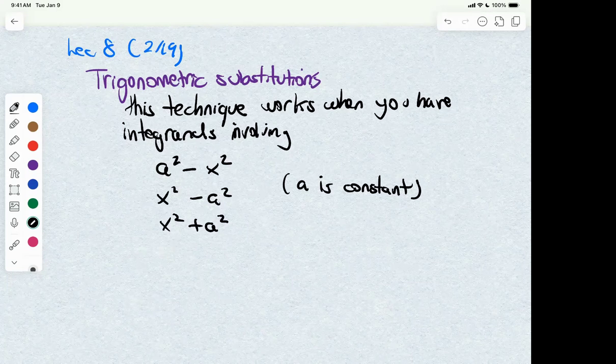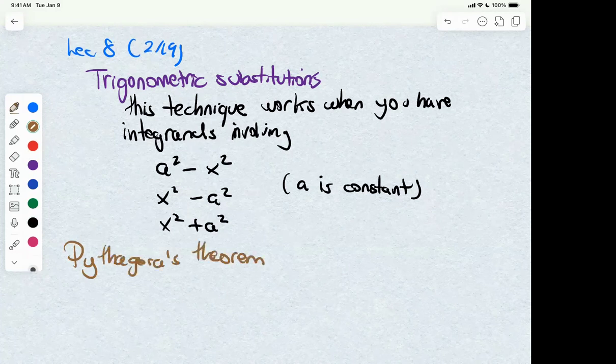So before writing a specific example, let me give you the motivation behind it. And the motivation behind it is Pythagoras theorem. Pythagoras theorem is probably one of the top 3 important theorems in mathematics. So let's quickly say something about Pythagoras theorem and trigonometry, or motivation.